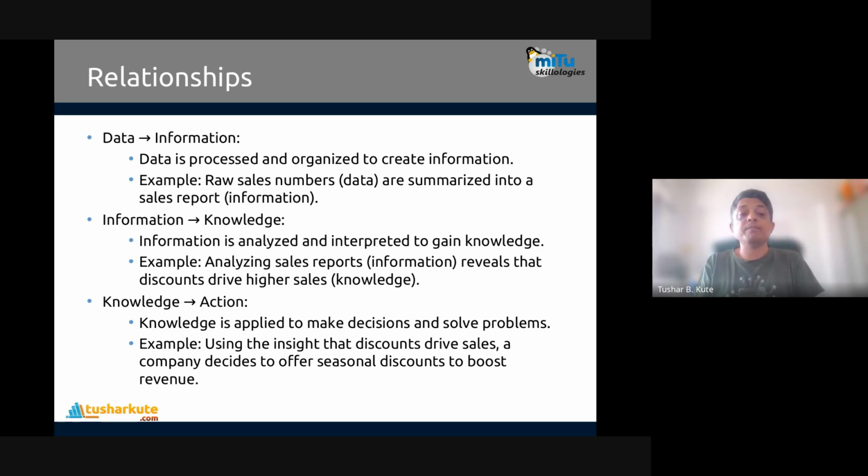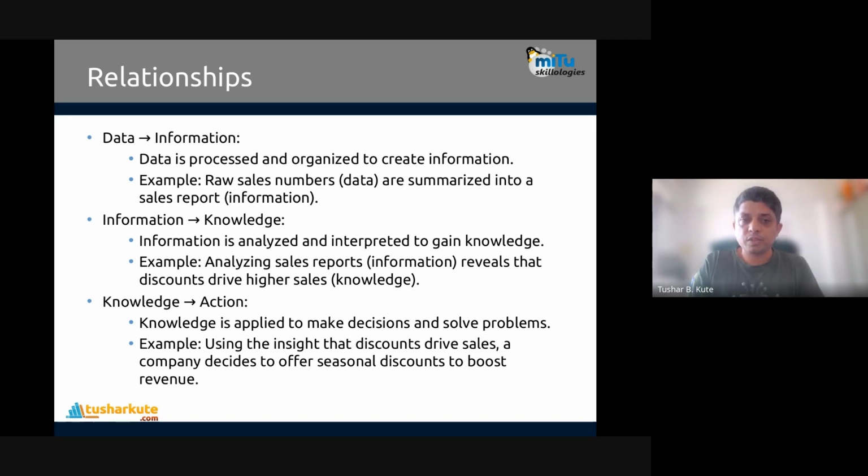Correct. That's why. And what about knowledge to action? Knowledge is applied to make decisions and solve problems. That is the outcome of the BI process. Decision making is the primary outcome of all BI, business intelligence, and solving the problem there. For example, using the insight that discounts drive sales, a company decides to offer a seasonal discount to boost their revenue.